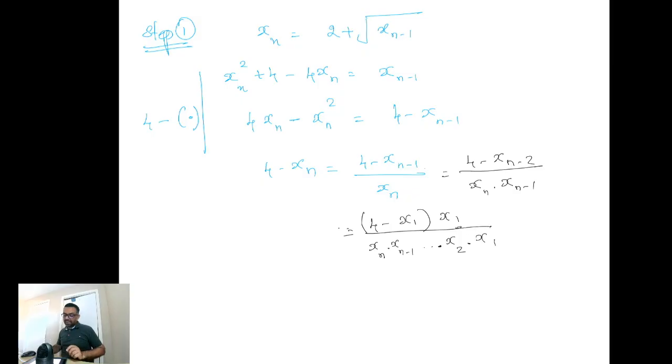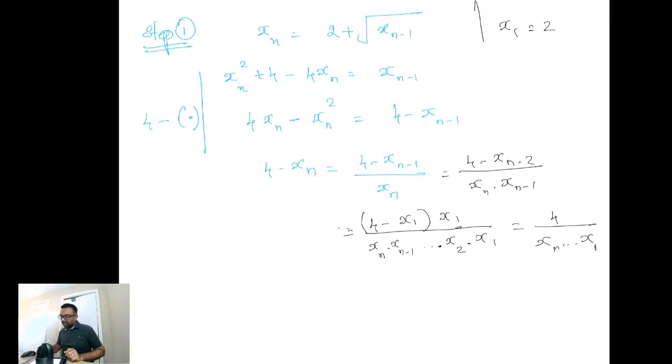But understand one thing. What did we say is x1? x1 was equal to 2, right? That was our initial assumption. If x1 was equal to 2, what is the numerator here? Your numerator becomes 4 minus 2, which is 2. And you have a 4 divided by xn times all the way up to x1, right?